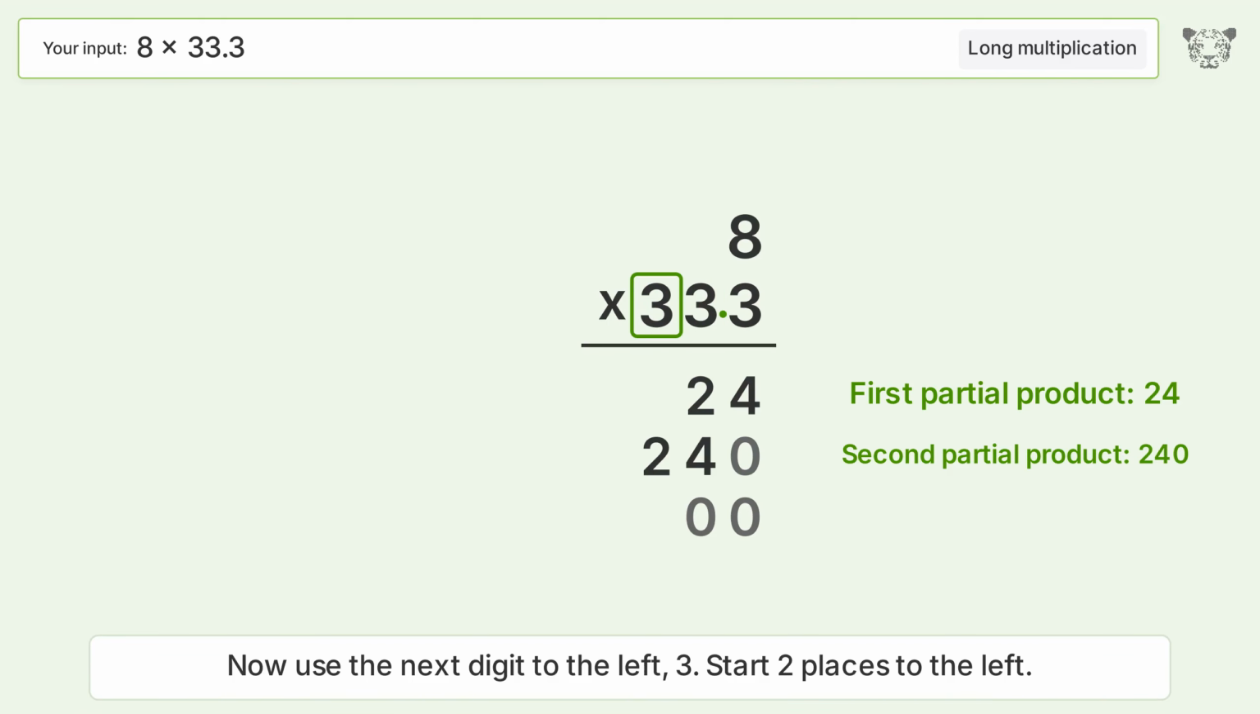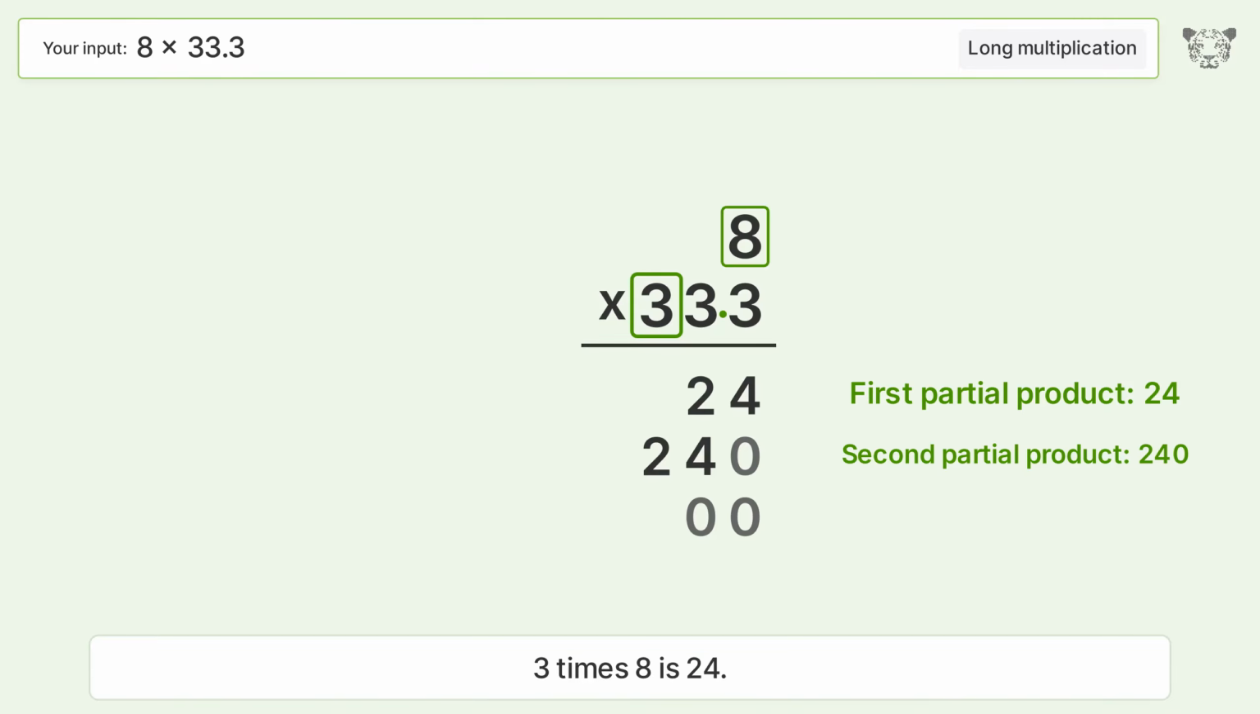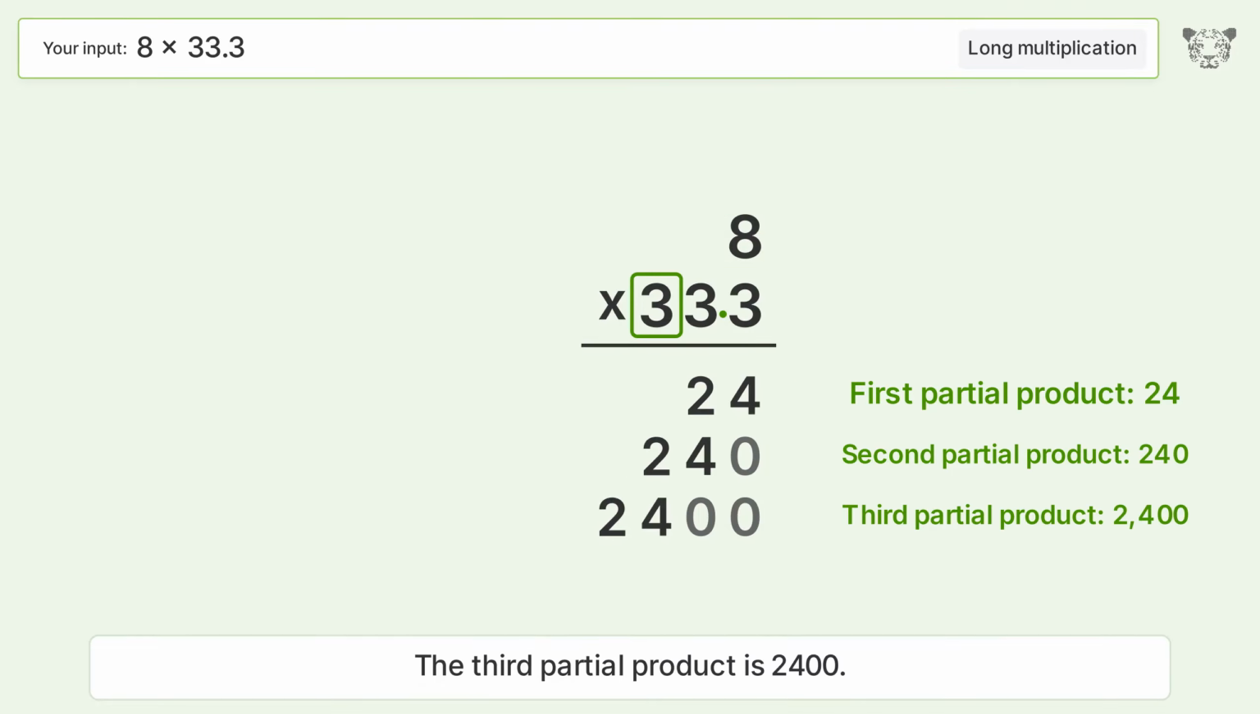Now use the next digit to the left, 3. Start two places to the left. 3 times 8 is 24. The third partial product is 2,400.